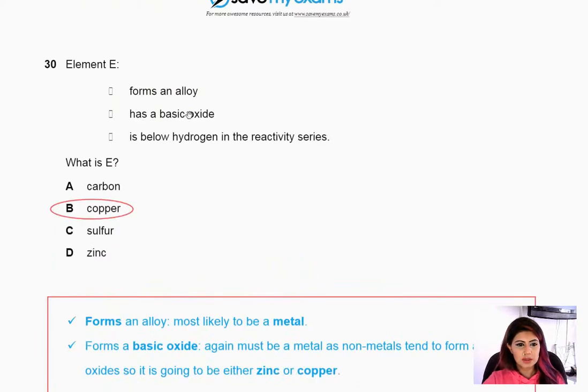And then 30, element E forms an alloy, so it should be a metal. It has a basic oxide, so it should be a metal. It is below hydrogen in the reactivity series. So then you have to use the reactivity series. Popular scientists can make a zoo in low countryside. If you want to add hydrogen in the list, which is not a metal, but it helps you figure out where they are: the opposite of low is high, which is hydrogen. In low, high, countryside, C is copper, and S is silver. So it has to be copper or silver, which is copper here.